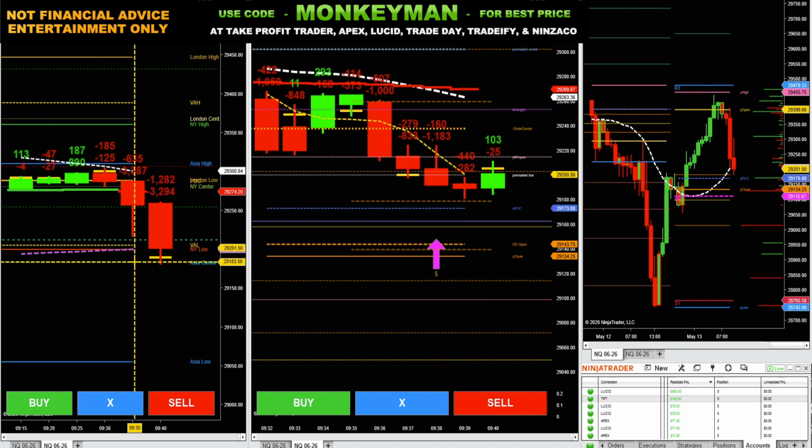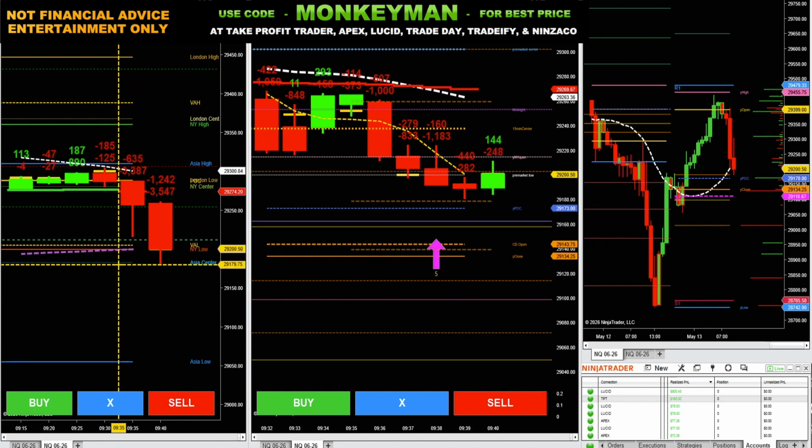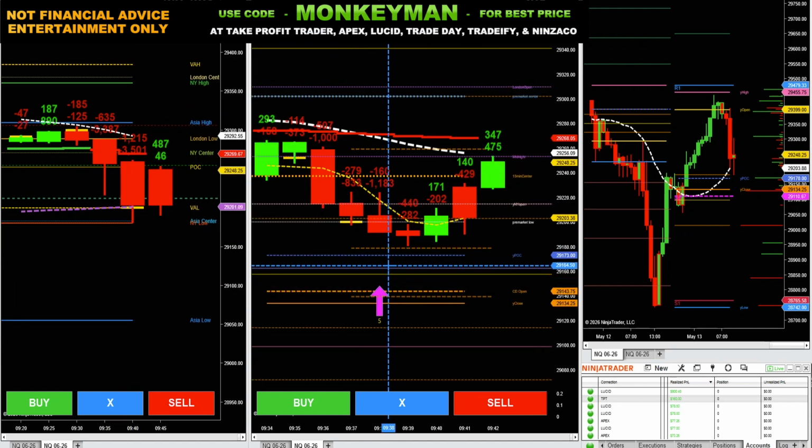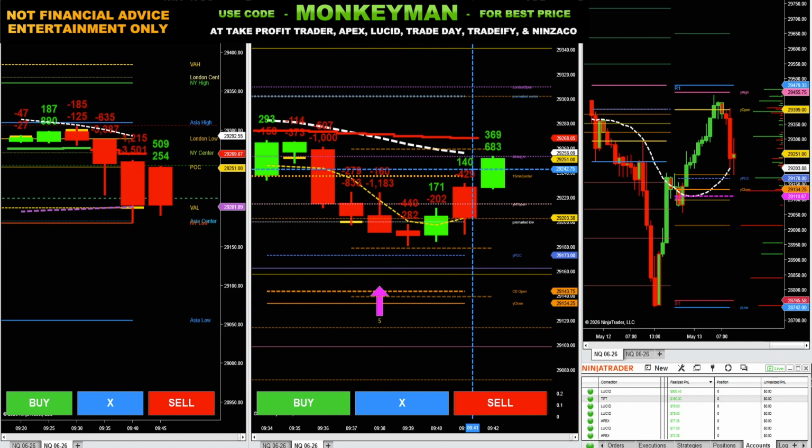I just noticed the place where I took a long was also Asia Center, so we had some double confluence there, even though I wasn't aware of it at the time. So that polarity washout signal ended up turning into a nice move to the upside. We're already back to the 20 SMA.